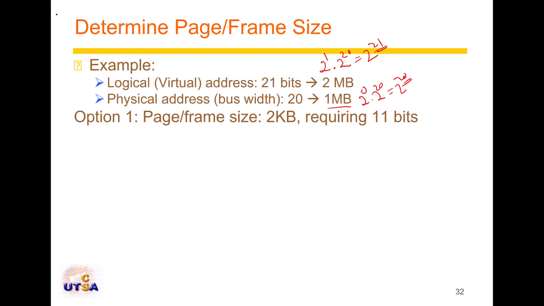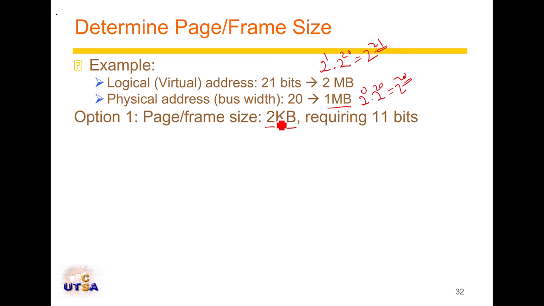So we may or may not give you the page or the frame size. And then depending on the system, other system parameters, we may ask you to find that number, or we may give you that number in advance, right? So let's assume we are given that the page size on this system is going to be 2 kilobytes.